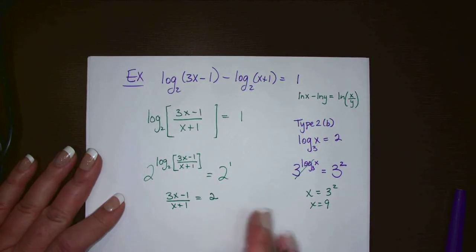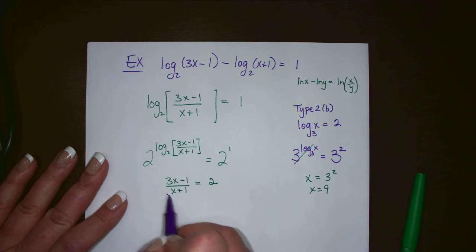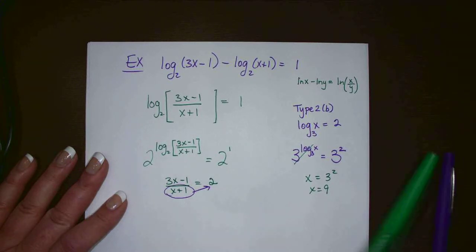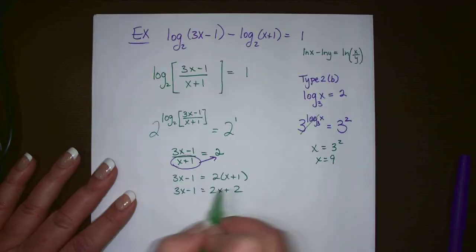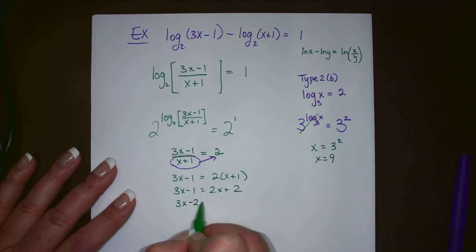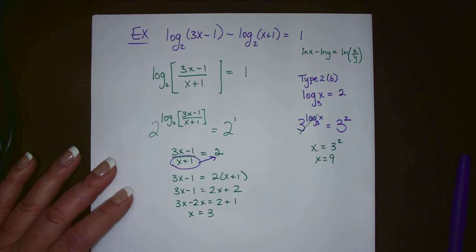Now we cross multiply and solve. This is now just a fraction question. So cross multiply. 3x minus 1 equals 2 times x plus 1. 3x minus 2x equals 2 plus 1. x equals 3.